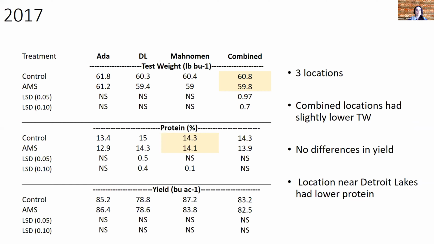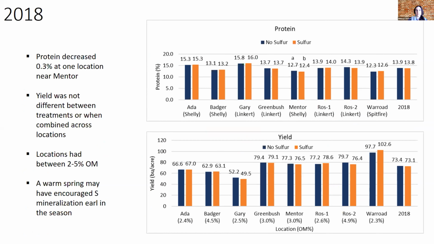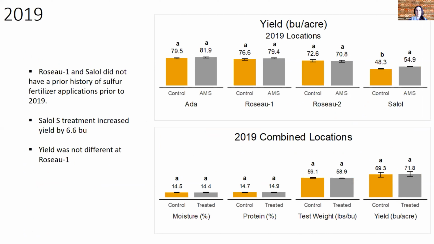So quickly, what we found in 2017: there were some slight differences in protein and test weight, but mainly we didn't see any differences in yield between the two treatments, the control and the sulfur treatment. And this was also the case in 2018. There was one location that had a difference in protein, but other than that, everything else was not different between the two treatments. And that's also what we saw for the most part in 2019.